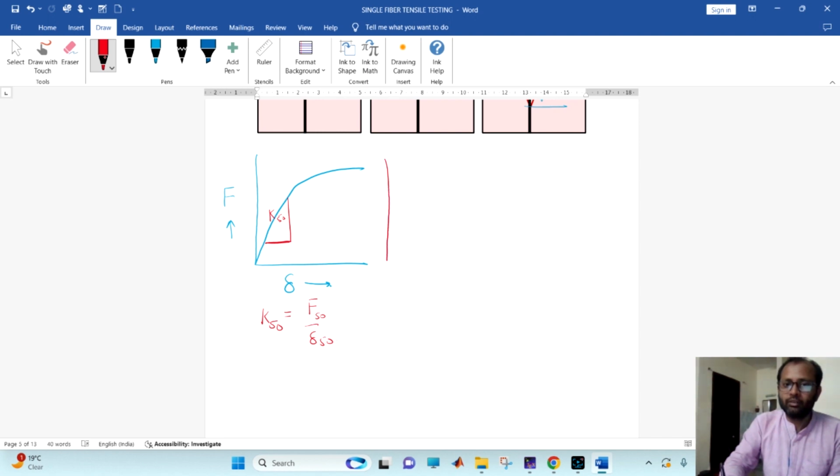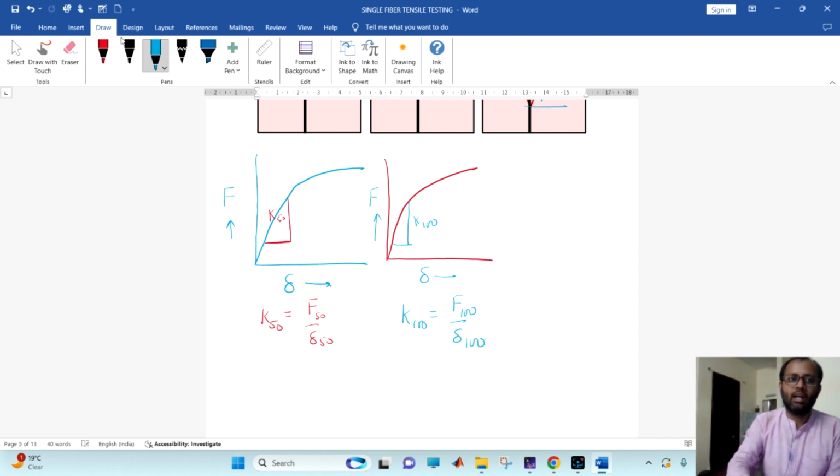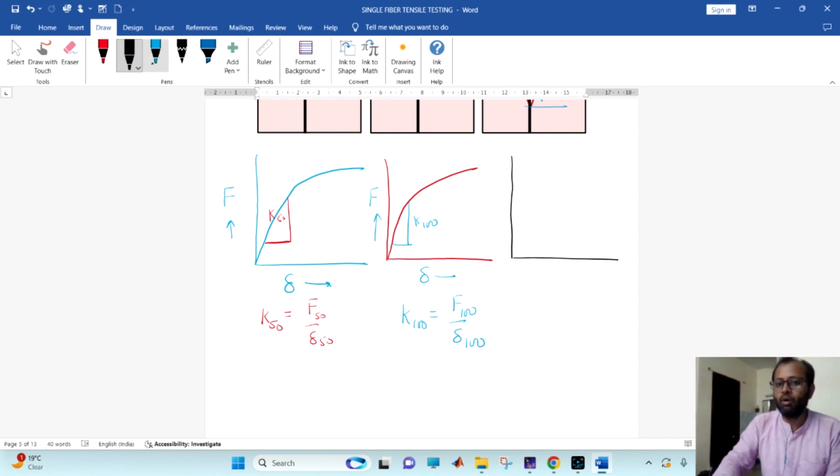Similarly, I will do the tensile testing with the 100 mm gauge length and I will get the stiffness. This is the stiffness K100 for the 100 mm gauge length. Similarly, I will do the tensile test with the 150 mm gauge length.